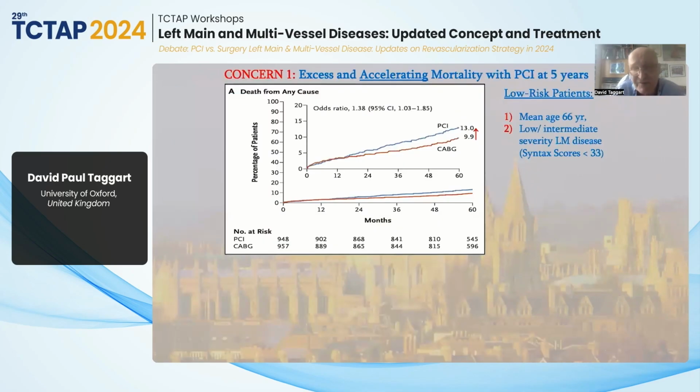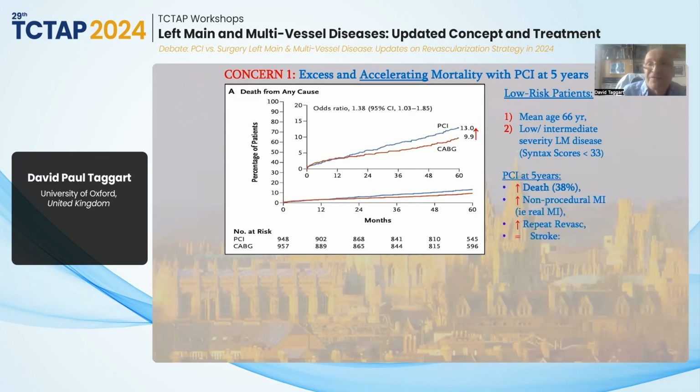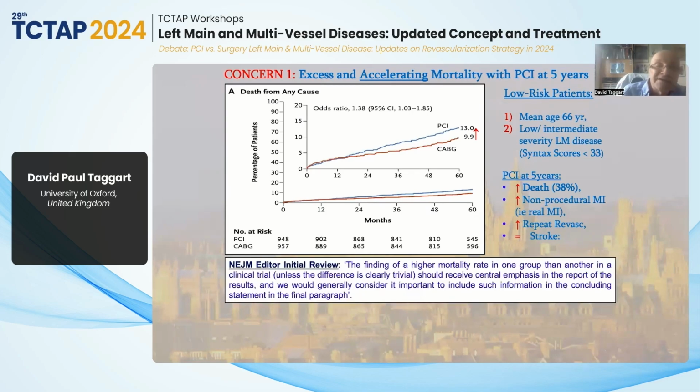And if we now turn briefly to left main stem, I think the most definitive trial still published was the EXCEL trial, which at 5 years showed a clear survival benefit in favour of bypass grafting. And that was despite the fact that these people had relatively low or intermediate severity scores with syntax scores below 33. PCI resulted in a significant increase in the ratio for death, non-procedural MI, and repeat revascularization.